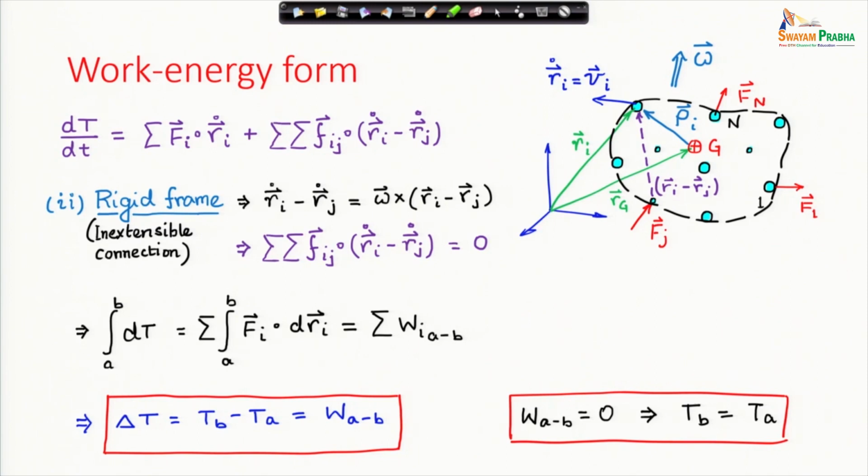Now, we have considered these two situations where the second term on the right hand side drops off, either there is no interaction or the particles are connected by a rigid frame. In that case, the second term drops off, but where is the second term relevant? This question naturally arises. This second term is important for flexible bodies, because for flexible bodies it is not guaranteed that the relative velocity is orthogonal to the internal force vector direction. So, there can be storage of energy.